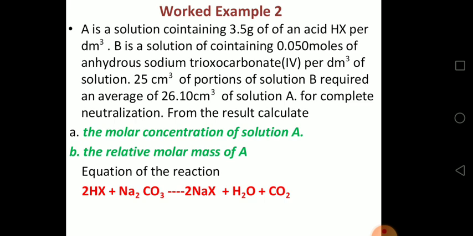A is a solution containing 3.5 gram of an acid HS per dm cube. B is a solution containing 0.05 moles of anhydrous trioxocarbonate(IV) per dm cube of solution. 25 cm cube portion of solution B required an average of 26.10 cm cube of solution A for complete neutralization. So from the results, we have to calculate the molar concentration of solution A, and we also have to calculate the relative molar mass of A, and we've been given the equation of the reaction.